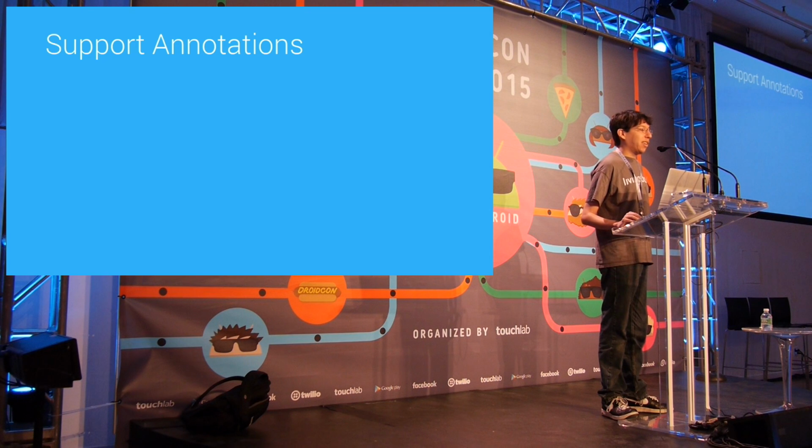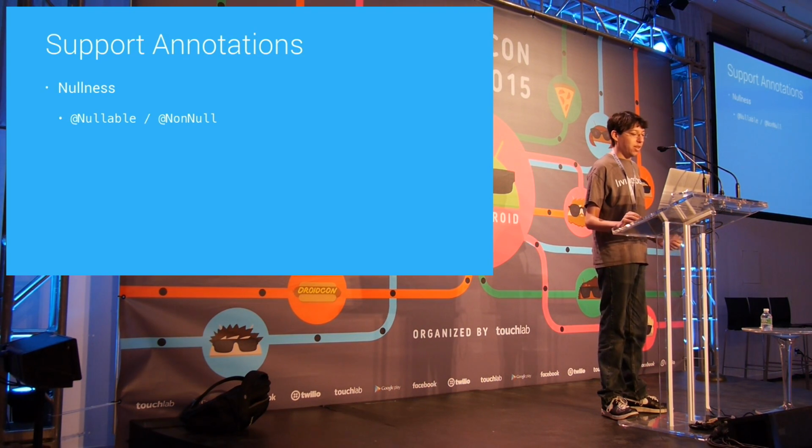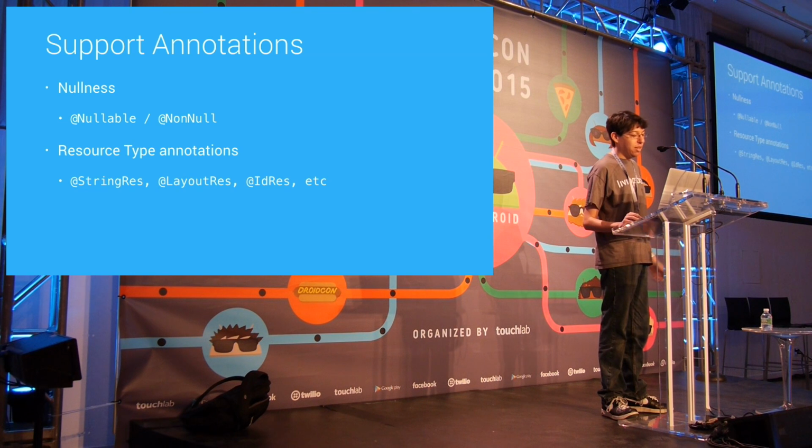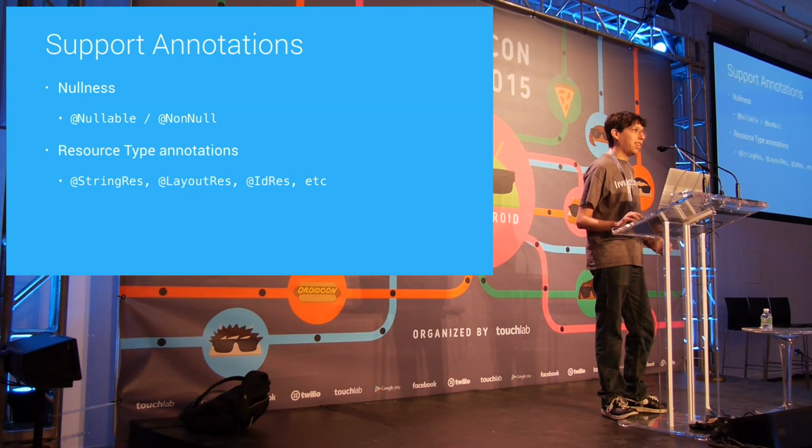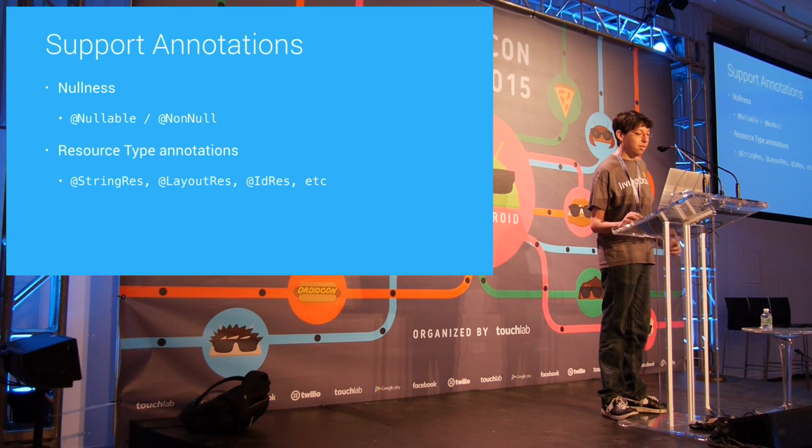Then some more Android-specific annotations. The support annotations library is pretty awesome if you haven't used it before. There are annotations that tell the compiler, I know this is going to be null or might not be null. It'll give you a warning if you don't do a null check or you do one that you don't need. One's for resource types. Since all resource IDs are integers at the end of the day, if you try to pass a string resource somewhere that expects a layout resource, you'll get a compiler warning.